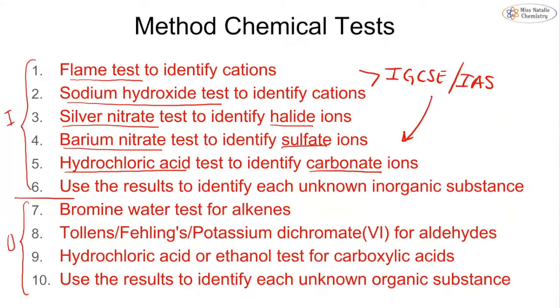With regards to the organic substances, we would carry out things like our bromine water test. We would look at Tollens, Fehlings, and potassium dichromate. We would also potentially look at hydrochloric acid for testing for carboxylics. We could use Brady's reagent to test for carbonyls. We can use bromine water to test for phenols, various different analysis that we can do.